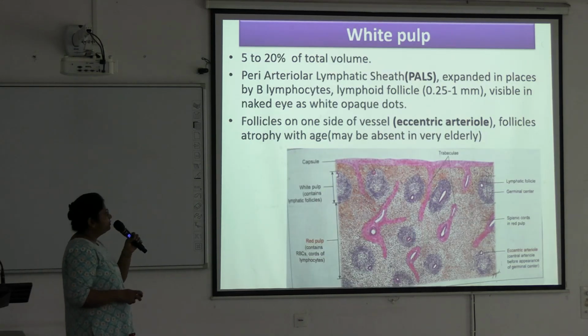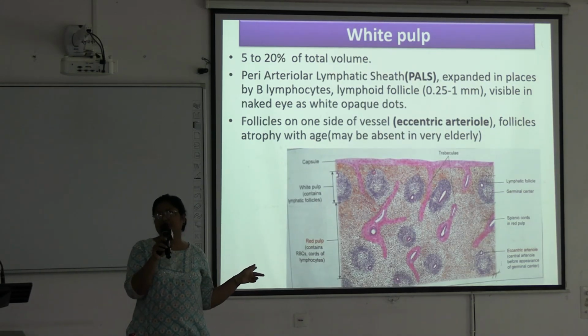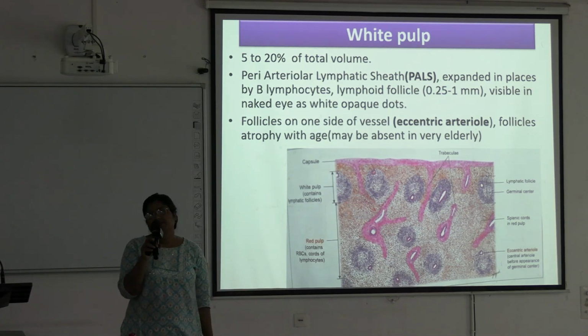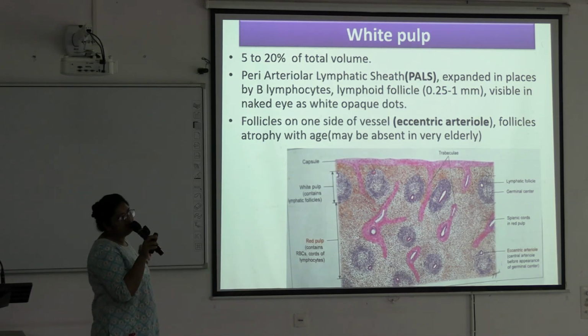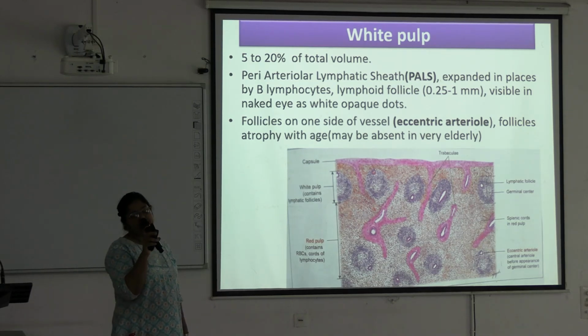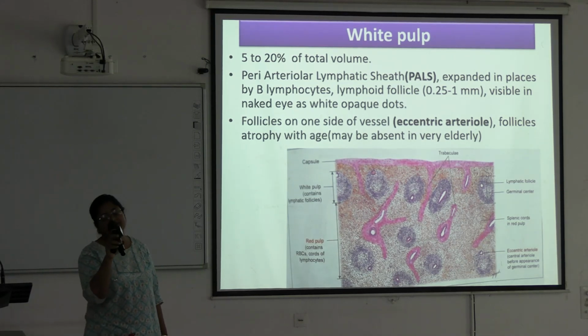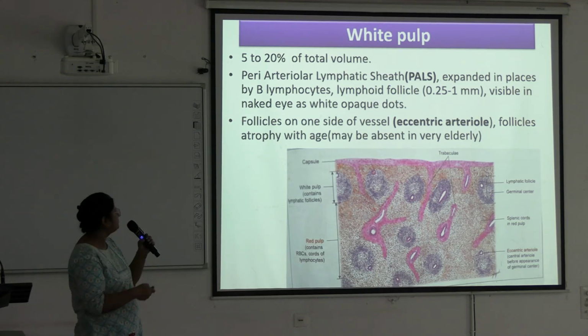Next, this red pulp and white pulp can come as a short note, or histology of spleen can come as a short note. Splenic circulation is a long question in your theory paper. Very important long question, splenic circulation. You should also practice a schematic diagram for the splenic circulation.